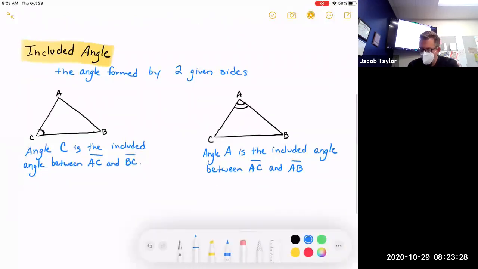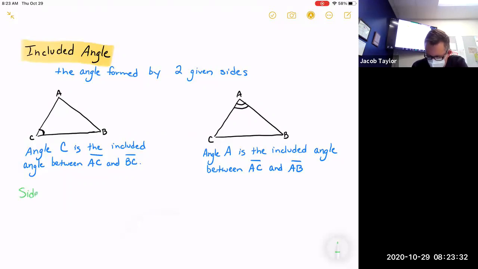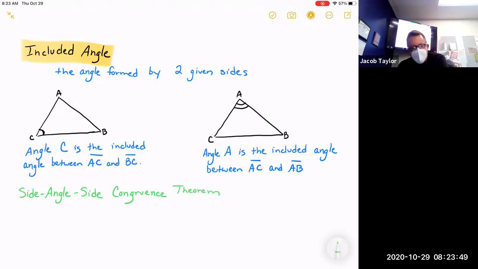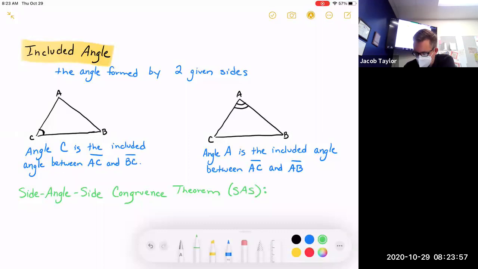So the theorem that we're going to learn today, and there's only one, I'm sorry to say. I know. Tomorrow we'll learn 2. It's called the side angle side congruence theorem. And the side angle side congruence theorem, also known as SAS, says this.